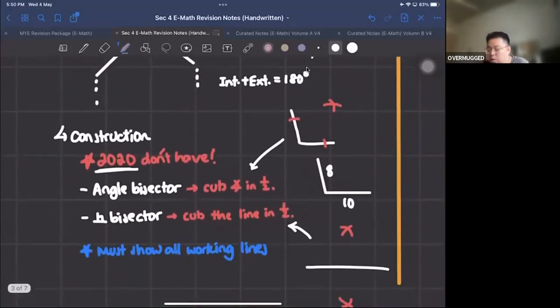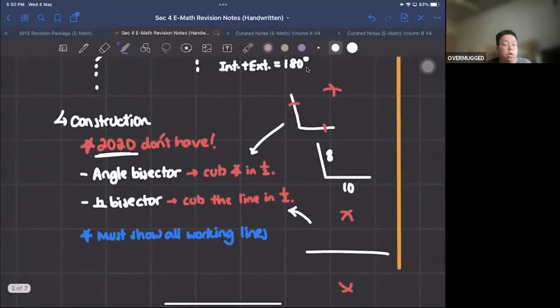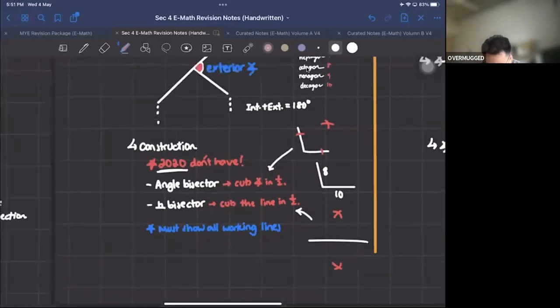Construction. Now, this one hasn't been tested for 2020, 2021. These two years don't have a construction question. So we never know for my Sec 4 this year whether 2022 got this question. Don't know. But just remember that an angle bisector cuts an angle in half. A perpendicular bisector cuts a line exactly in half, and you must show all of your workings. So please don't go and erase your working because you want to make the diagram nice. No, it doesn't work that way. You must show all your working. Okay, and we're done.